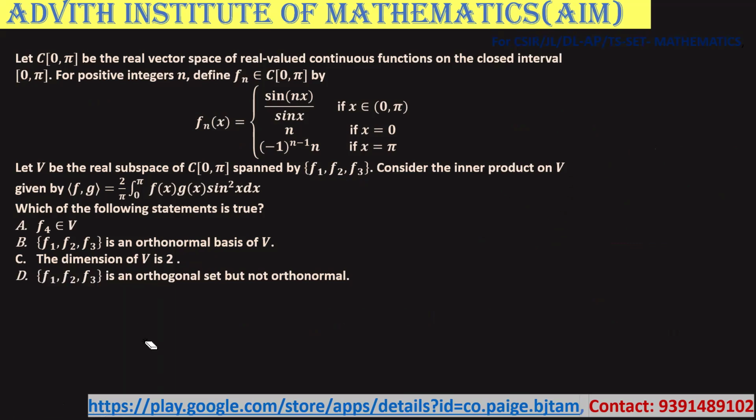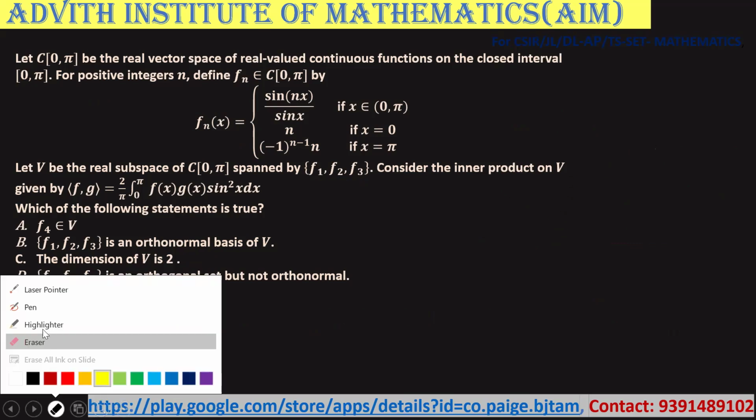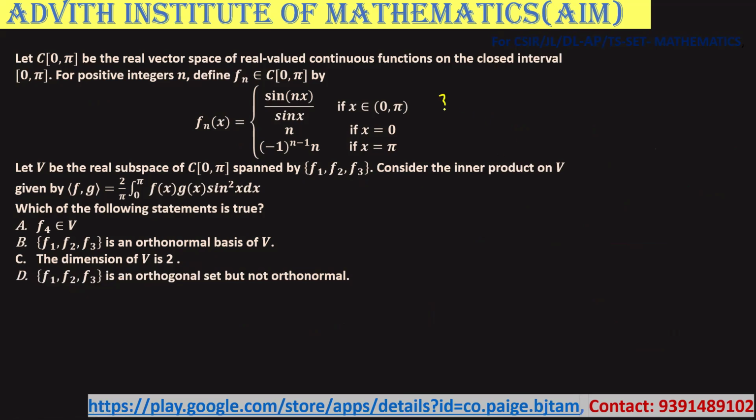నేను మళ్ళీ రాస్తాను సార్. So 1, 2 cos x, and 1 plus 2 cos 2x. This is f1, f2, f3. What about f4?